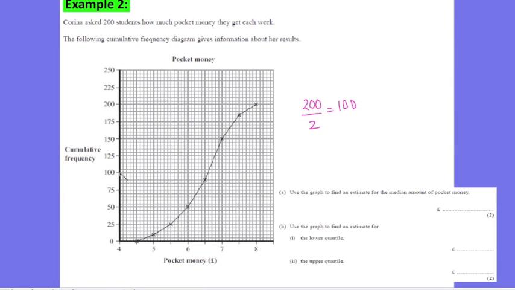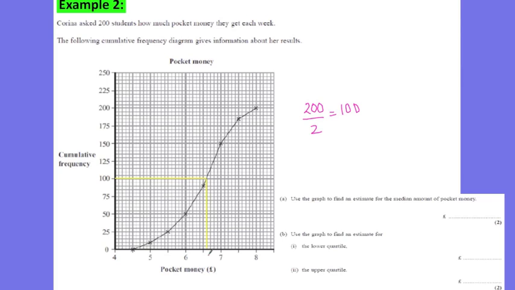Take your ruler to 100, draw a line across to the cumulative frequency diagram, and then draw a line down. And we can see here our value for the median is 6.6. In the context of this question, £6.60. This here is for the median.